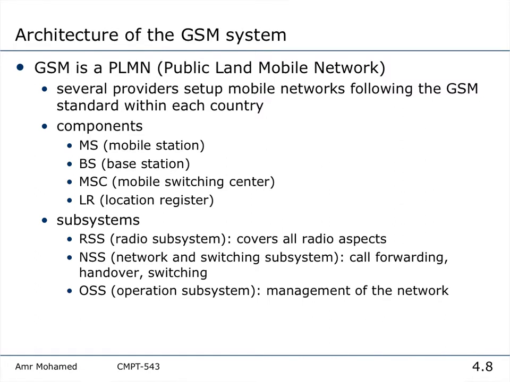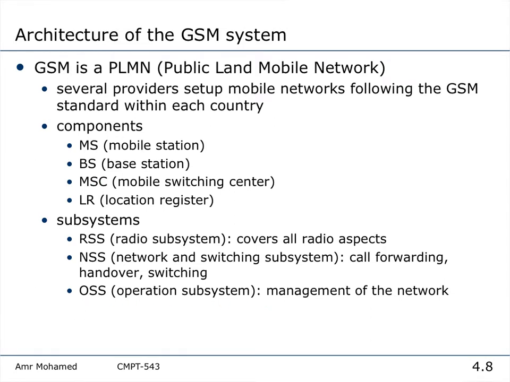In terms of subsystems, we have three major subsystems. The architecture is divided into three major subsystems. The first is the radio subsystem, which is composed of all the radio aspects, including the mobile station and the base station transceiver and the base station controller, as we will see. And we have the network and switching subsystem, which is composed of the mobile switching center and the location registers.